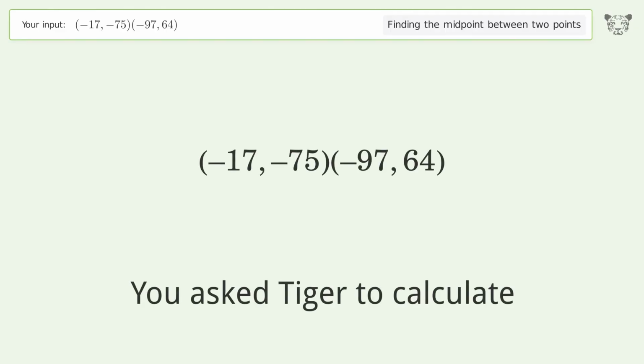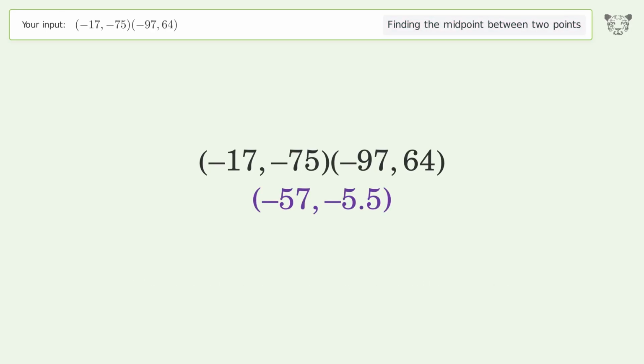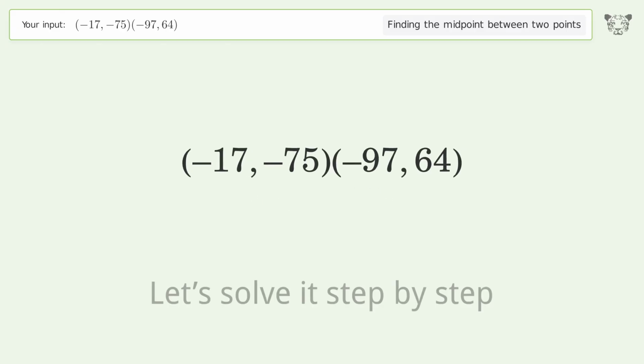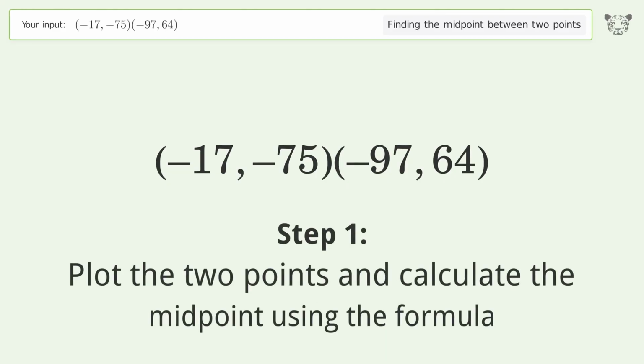You ask Tiger to calculate. This deals with finding the midpoint between 2 points. The midpoint between the 2 points is -57, -5.5. Let's solve it step by step. Plot the 2 points and calculate the midpoint using the formula.